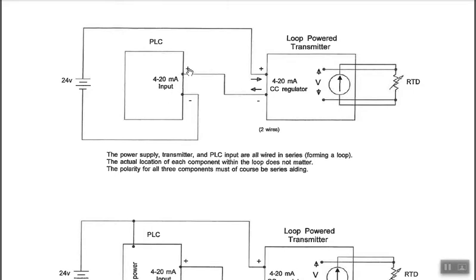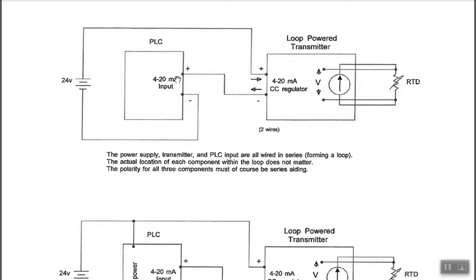And your positive side of your PLC input is here. And your common, if it's single-ended, you'd have your common here. If it's differential, it'd be the negative side. But your 4 to 20 milliamp input for your PLC, with this polarity, it's going to be sitting here, and the 4 to 20 milliamp signal is going to be running to that input to be seen by the PLC.